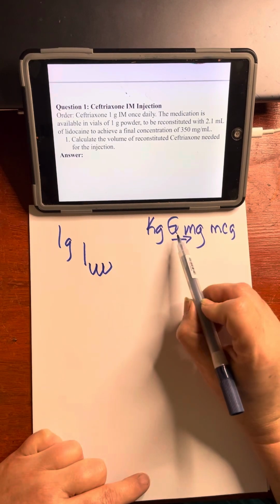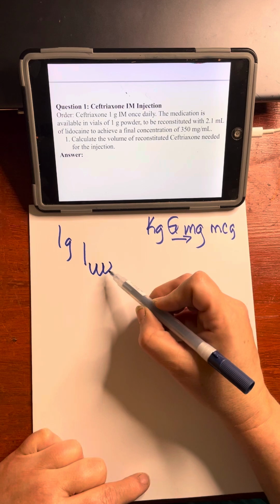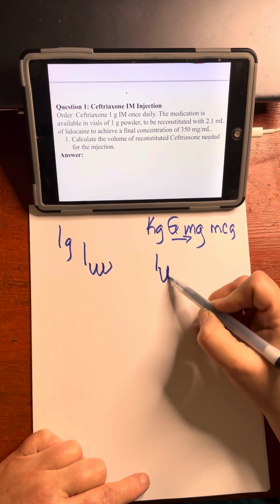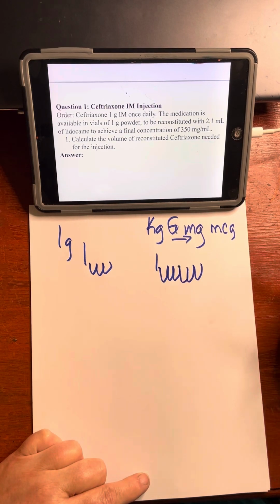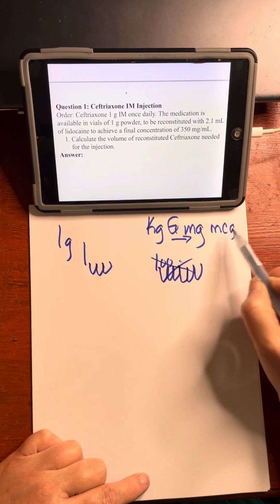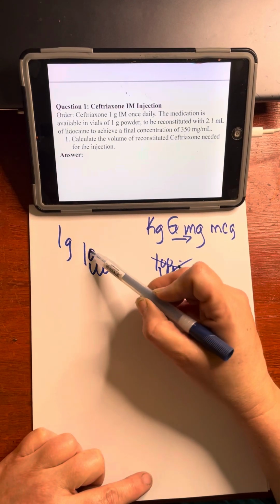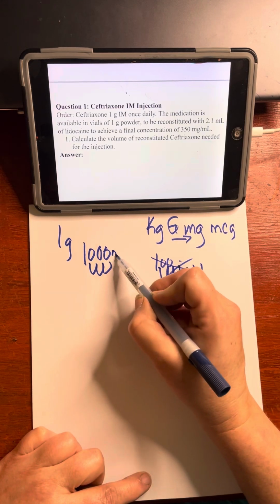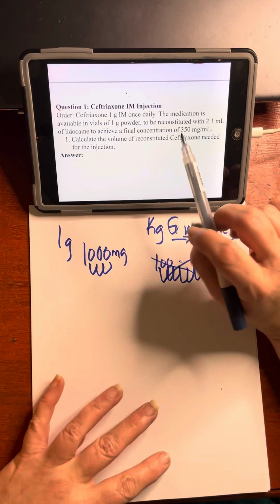If they had wanted me to go grams to micrograms, let me show you. Grams to micrograms, I would go 1, 2, 3. I'm at milligrams. 1, 2, 3. Now I'm at micrograms. You see that? And then you add all them zeros. A lot of times they'll just have a light bulb in the middle of their head shining. But grams to milligrams, 1 gram is 1,000 milligrams. Okay? So that's the dose ordered.